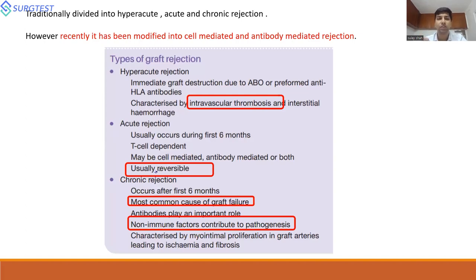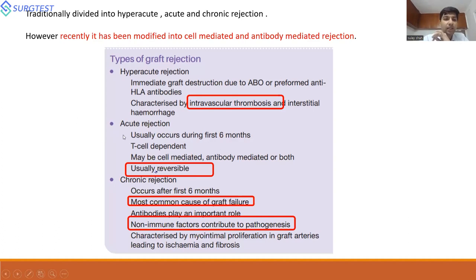But to summarize the table, there are three types of rejection reaction. Again, if you understand the immunology, it is very simple to understand. The hyperacute rejection is based on preformed antibody. Let's say there's an ABO mismatch or some other type of antibody which was already pre-sensitized and does not need to go through the same pathway, that is CD4, CD8, B cells. But already the antibodies have been made. This is an immediate type of reaction. The important thing to remember is that it is characterized by intravascular thrombosis.